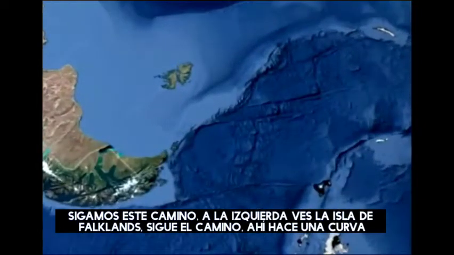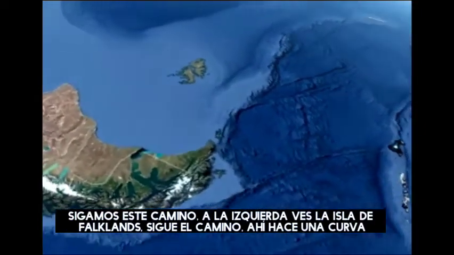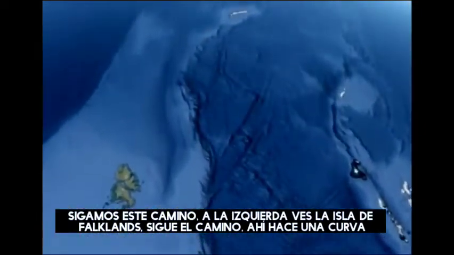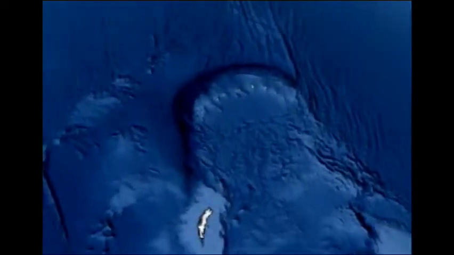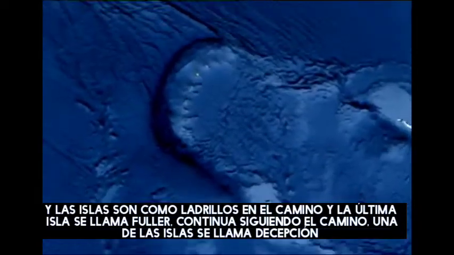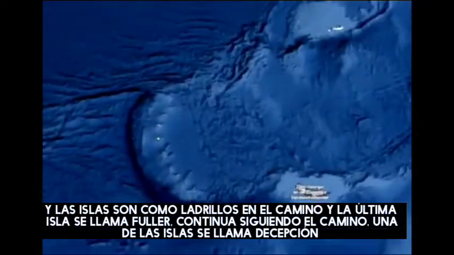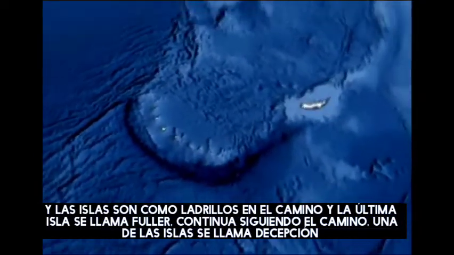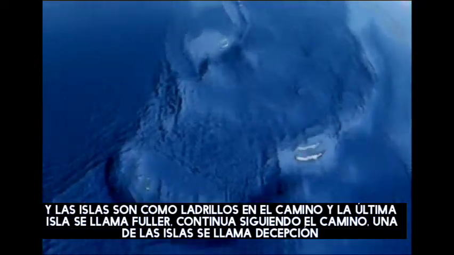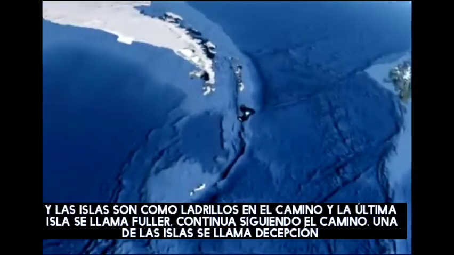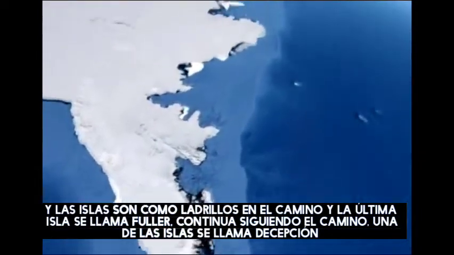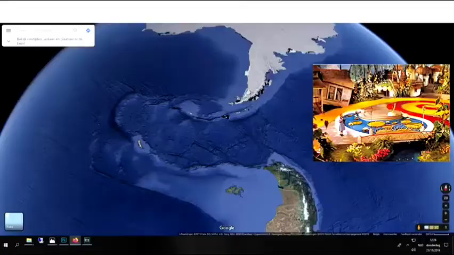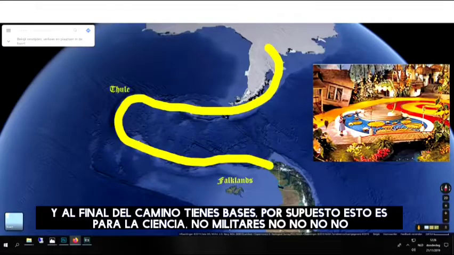Let's follow this road. On the left you see the Falkland Islands. Follow the road, there it makes a curvature and the islands are like bricks in the road, and the last island is called Thula. Keep following the road. One of the islands is called Deception Island. And at the end of the road you have some bases.